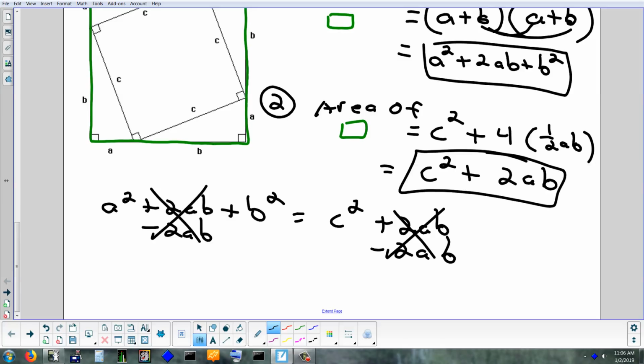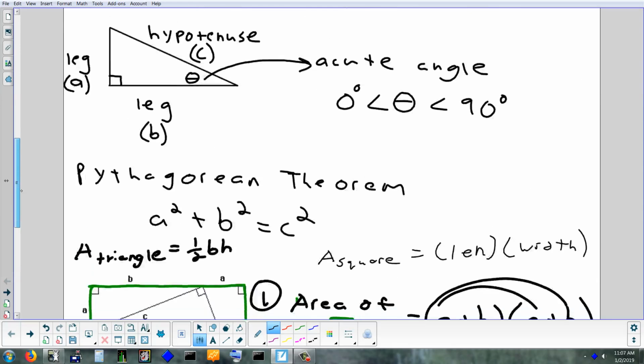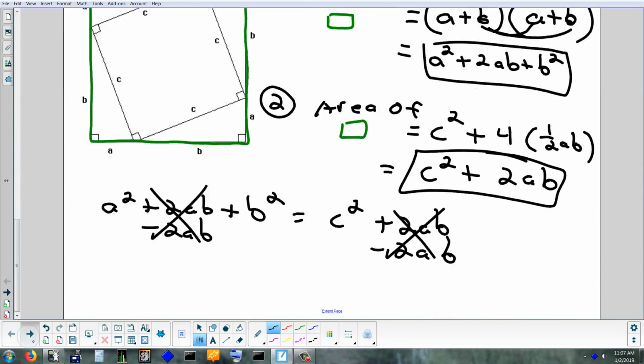Has anyone ever seen that before? And it doesn't really require anything fancier than algebra 1. Just foiling and combining like terms, and that's it. And a little bit of geometry. Just area of a square and a triangle. All right. So that's why the Pythagorean theorem works.